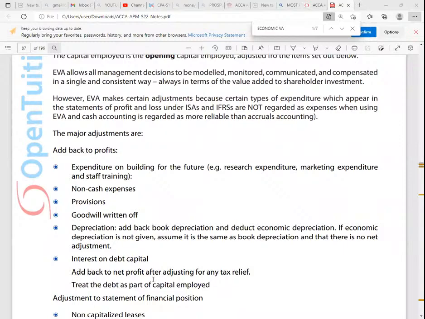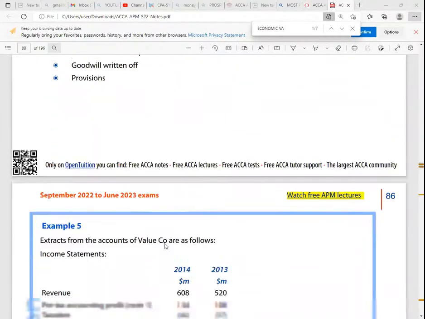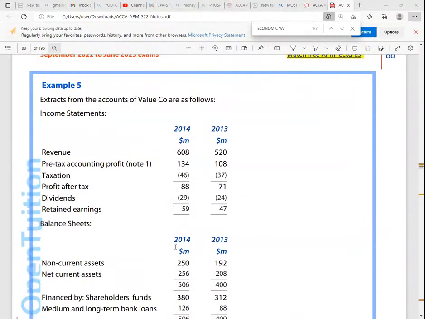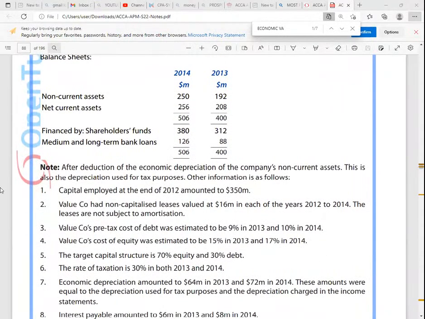So the best thing, ladies and gentlemen, is to go to a question. Let's go to a question, Eric. Extracts from the accounts of Value Company are as follows. We have income statements. They have given us revenue, the pre-tax accounting profit, and then the notes. Note 1: capital employed at the end of 2012 amounted to 350. We have Value Company with non-capitalized leases valued at 16 million in each of the years. The leases are not subject to amortization.